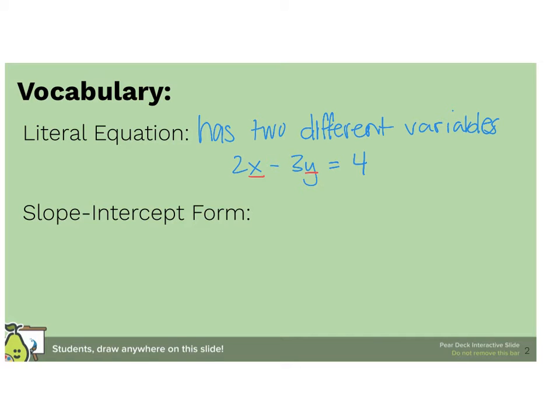And then the second term that you're going to see a lot, it's one of the most important things you're going to learn in algebra, is slope-intercept form. Slope-intercept form is an equation that we use, and the equation is y equals mx plus b. These letters stand for important information. We should know what m stands for because it's not going to change. M stands for the slope.